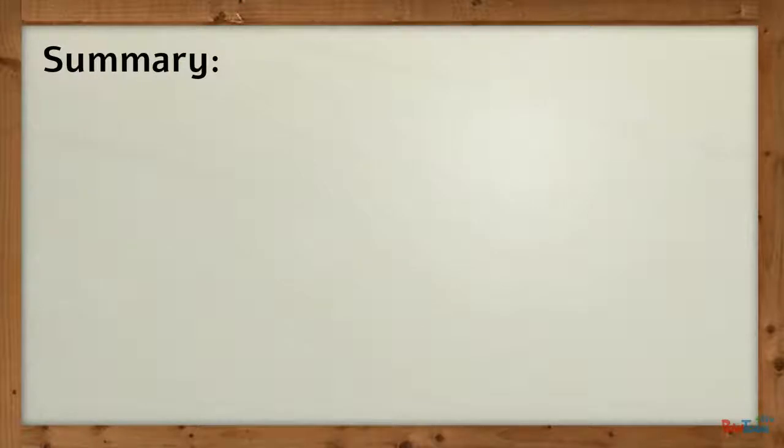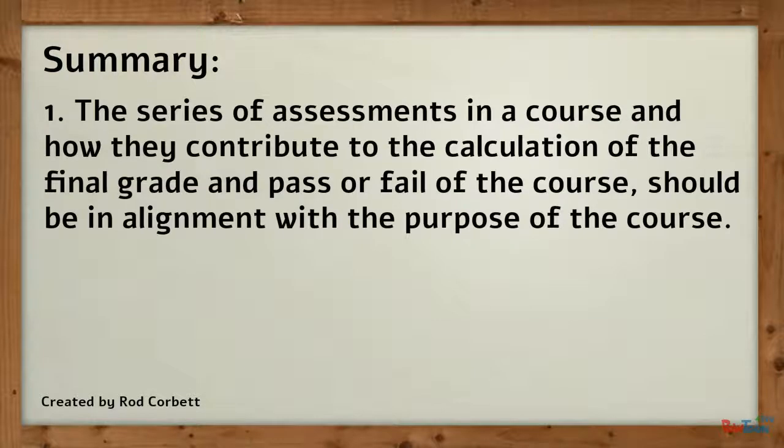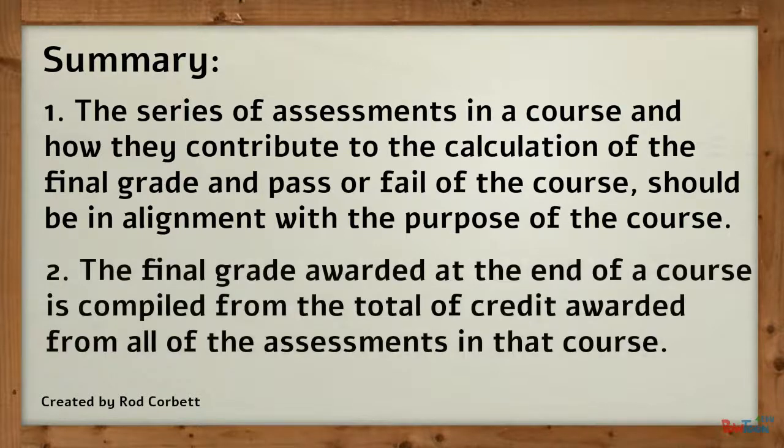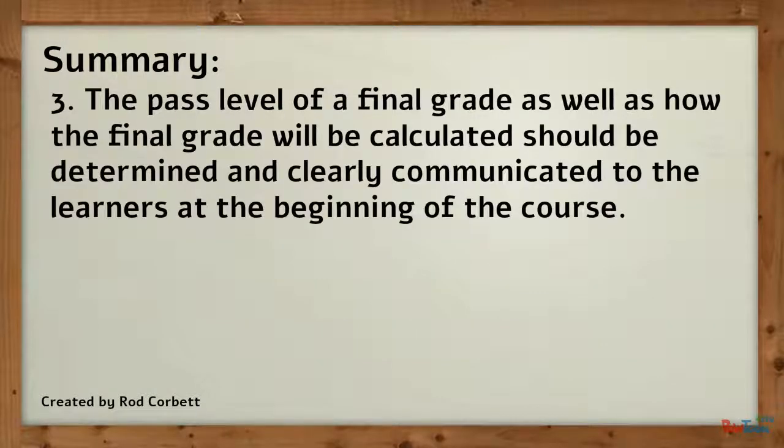In summary, the 6 principles that you should remember and be able to employ from this presentation are: 1. The series of assessments in a course and how they contribute to the calculation of the final grade and passing mark should be in alignment with the purpose of the course. 2. The final grade awarded at the end of the course is compiled from the total of credit awarded from all of the assessments in that course. 3. The pass level of a final grade, as well as how the final grade will be calculated, should be determined and clearly communicated to the learners at the beginning of the course.